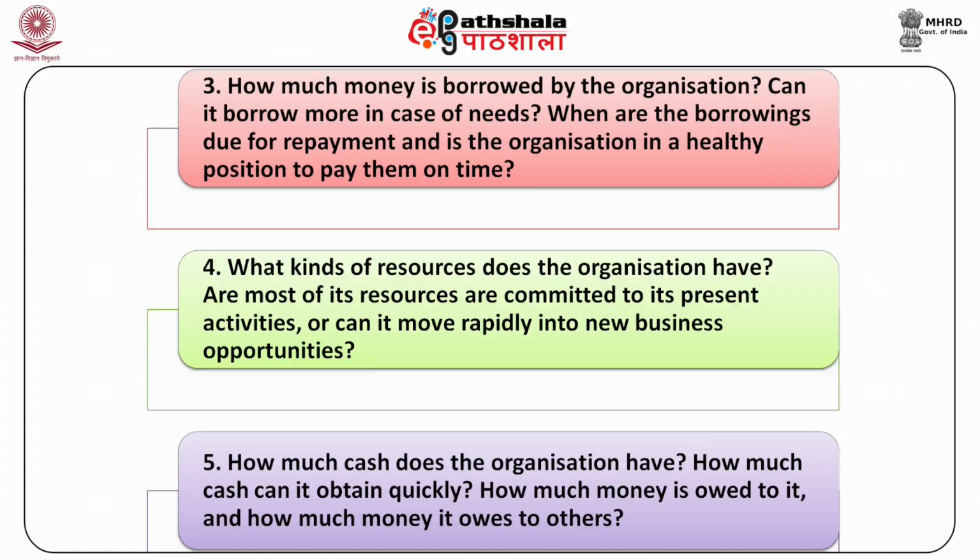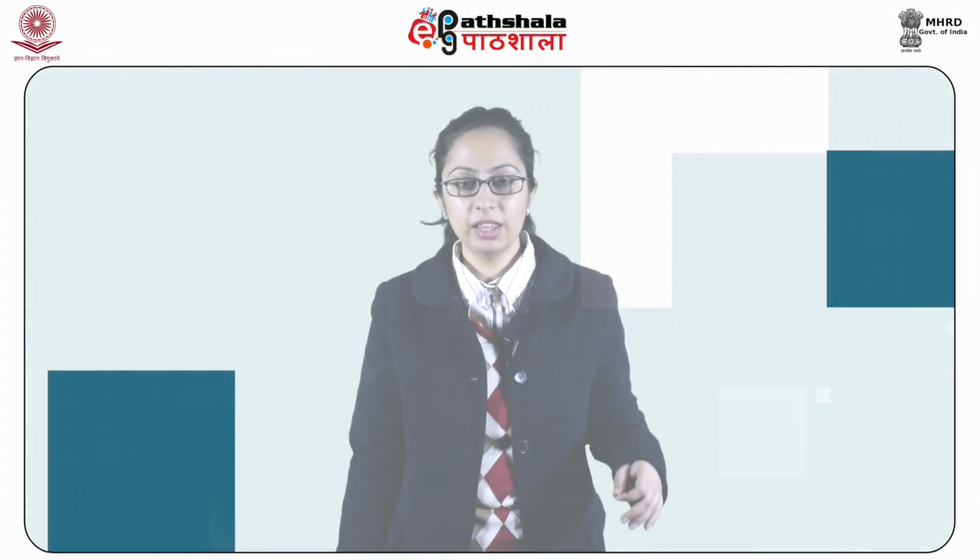Fifth, how much cash does the organization have? How much cash can it obtain quickly? How much money is owed to it and how much money does it owe to others? The balance sheet is the position statement which shows where the company stands in financial terms at a specific date. Underline the words position statement and specific date.